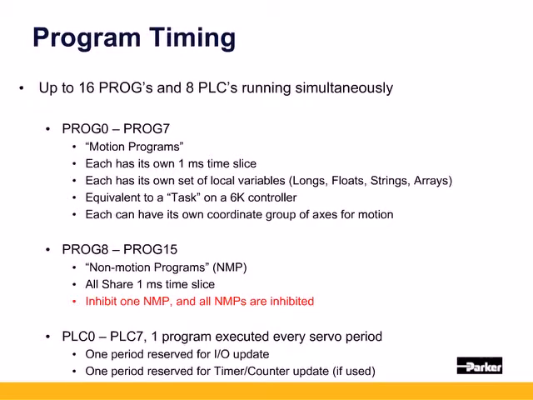Progs 8 through 15 are non-motion programs and share a 1 millisecond time slice. These are great for running in the background, continuously reading inputs and setting outputs, or updating parameters and global variables. Caution! If you inhibit one non-motion program with the INH inhibit command, you'll inhibit all the non-motion programs.